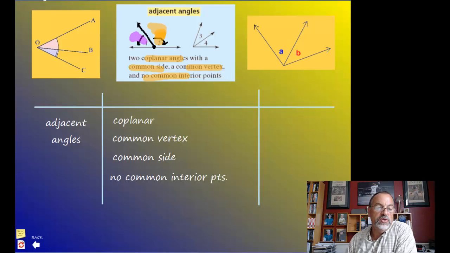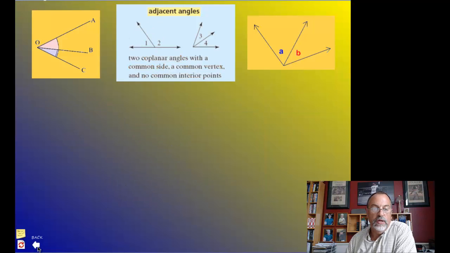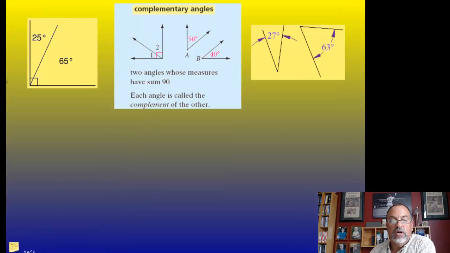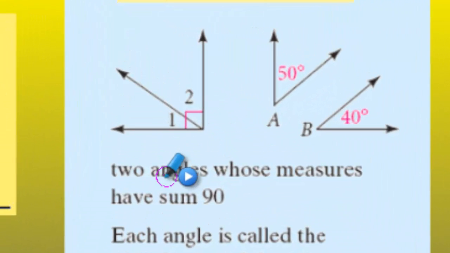And again, those are going to be very important when we look at our next lesson when we're talking about angle addition. Okay. Next pair of angles are what we call complementary. So complementary, again, we want to read this and pick out the points. Two angles whose measures have a sum of 90.